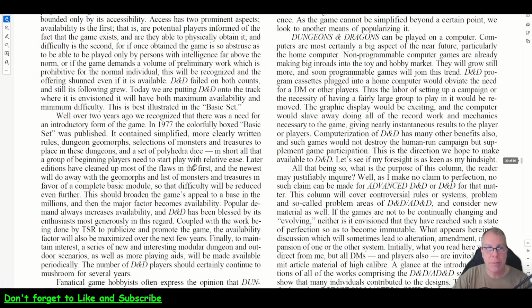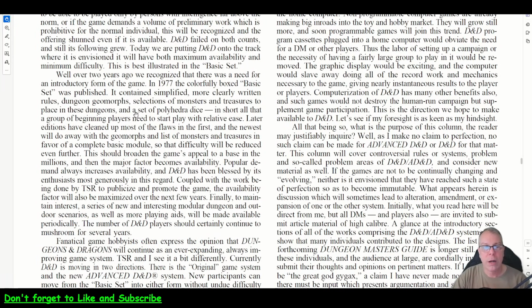It's the second page of the article where he says, well over 2 years ago, we recognized that there was a need for an introductory form of the game. In 1977, the colorfully boxed basic set was published. That was the home set with the red dragon on it that had the blue in the background, and that was full color. It contained simplified, more clearly written rules. So this was for beginning players, with dungeon geomorphs, which were just generic maps at the time.